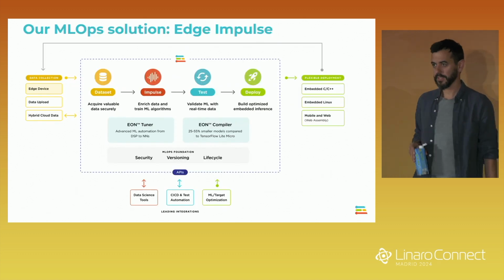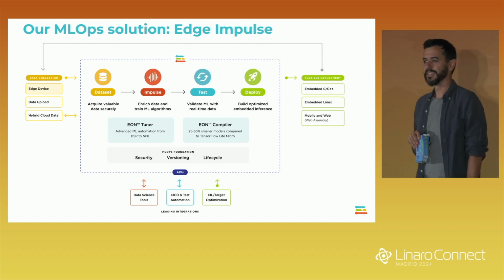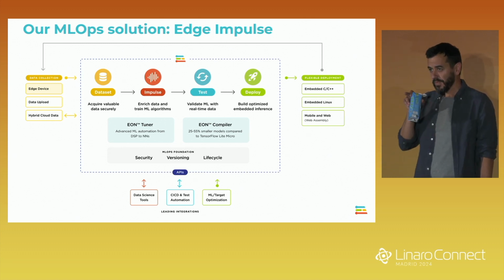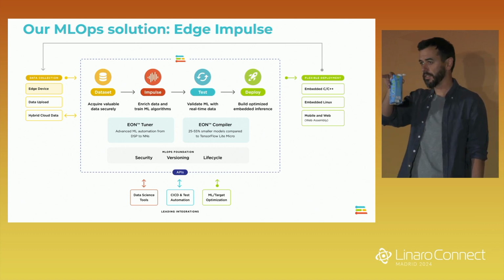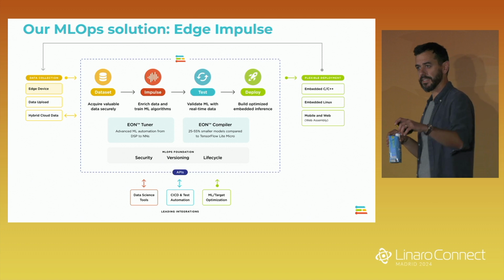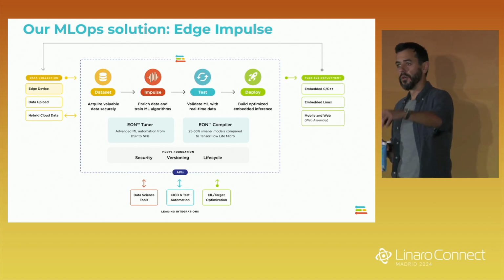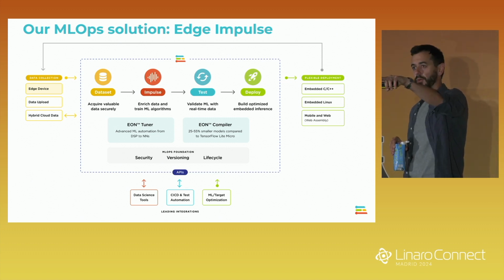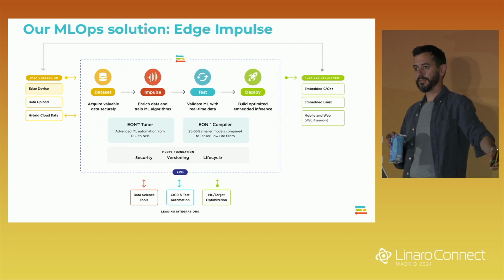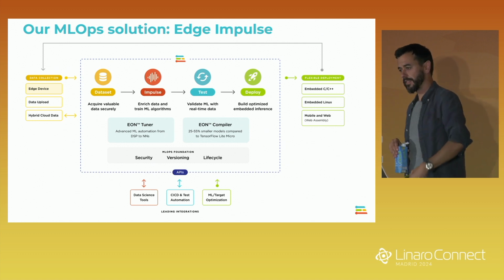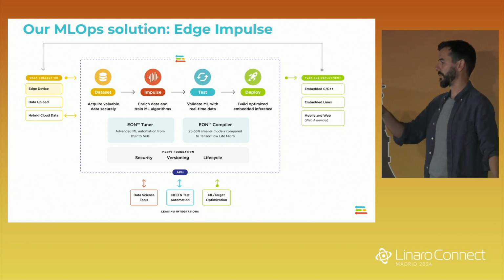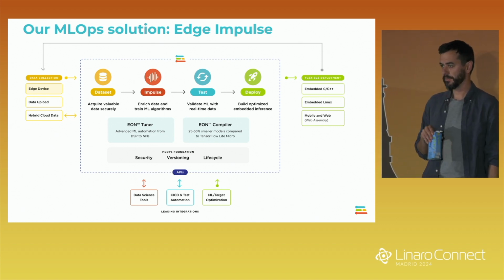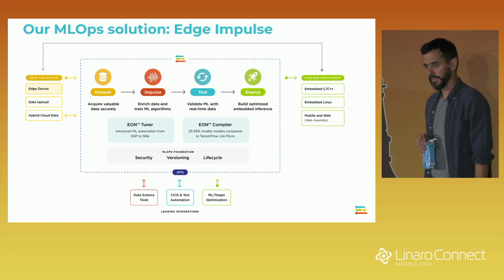I see my time is running out, so I'm going to accelerate a little bit here. This is Edge Impulse, basically. We have several phases: data collection through edge device, data upload from your cloud. We acquire valuable data securely, enrich data, validate, and deploy. What do we deploy to? Devices, C++ libraries, embedded Linux, mobile and web through WebAssembly, etc.